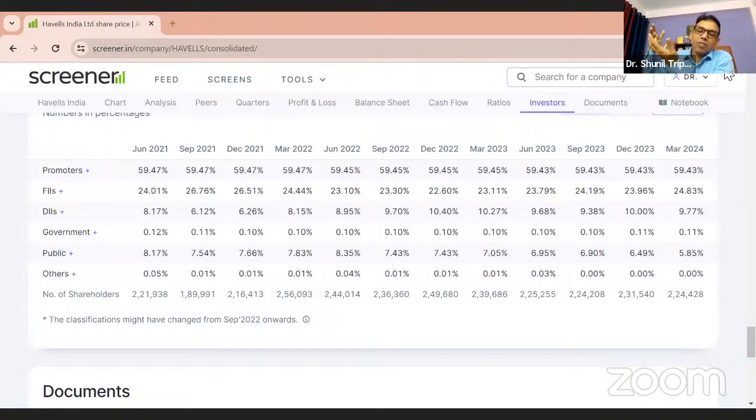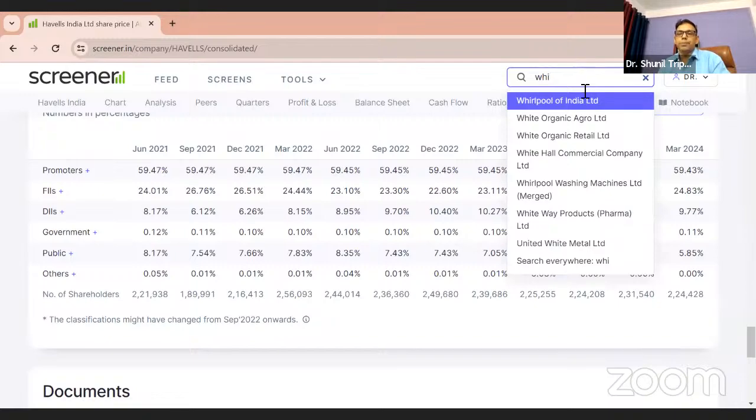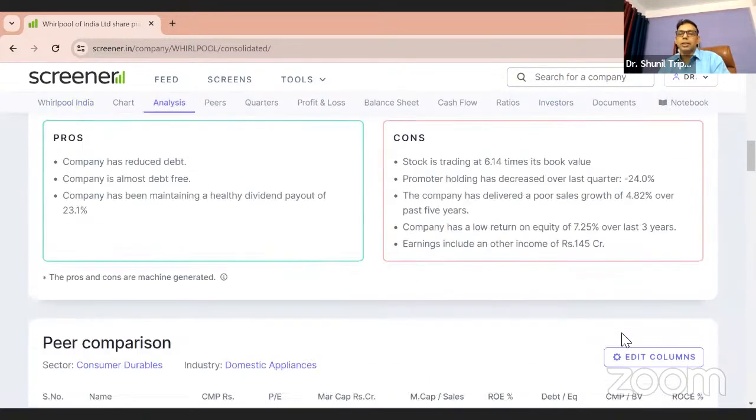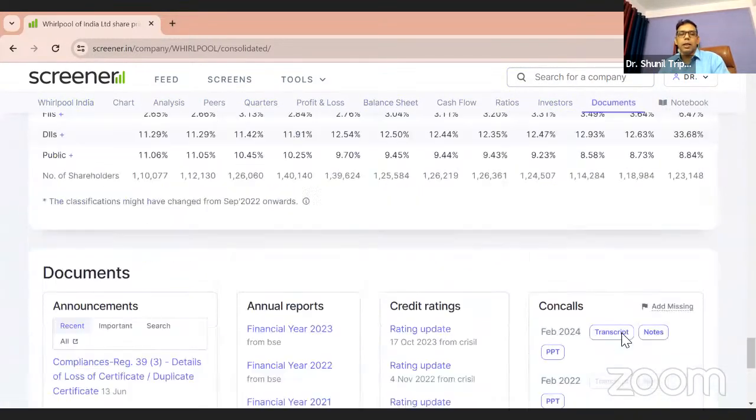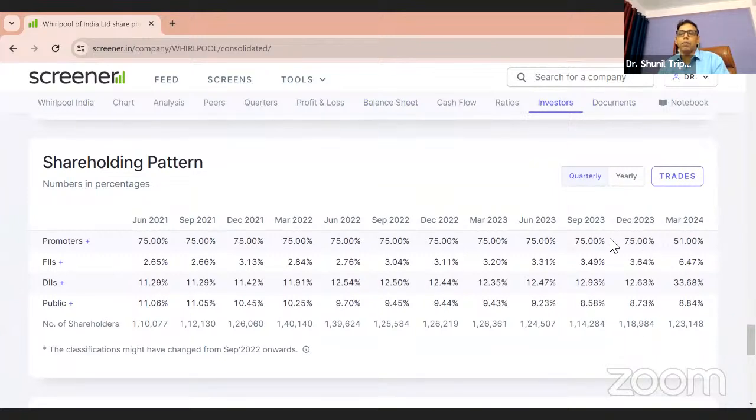Maximum they can keep 75%. No promoters can keep more than 75%. So if 75% is there in any company, suppose I show you a company called Whirlpool. If you see this company, it was having promoter holding of 75% till December 2023. That means promoters were very confident of their share.